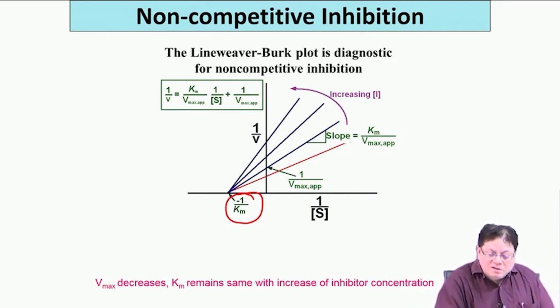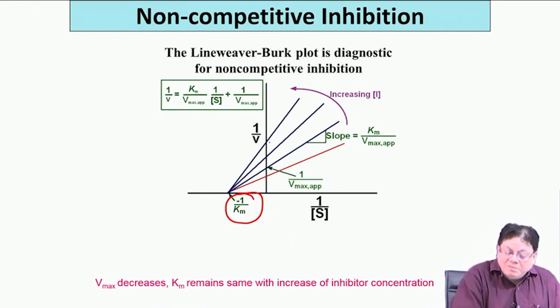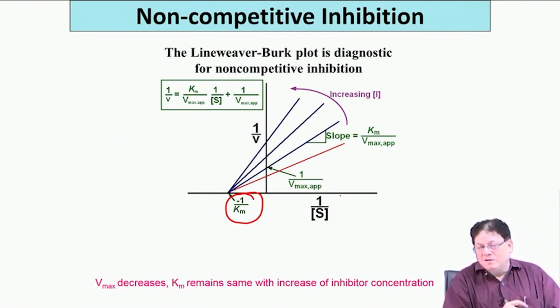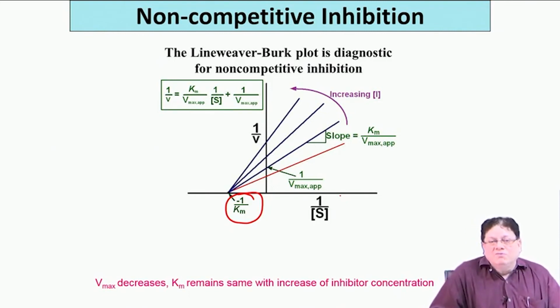So, this is the uninhibited line, and slowly as you increase the concentration of the inhibitor, it goes upward, and that means 1 by Vmax is increasing, which means Vmax is decreasing. So, those are the three types of inhibition in reversible cases.